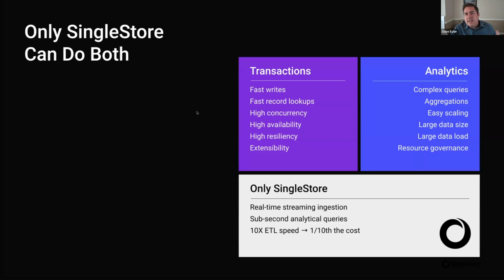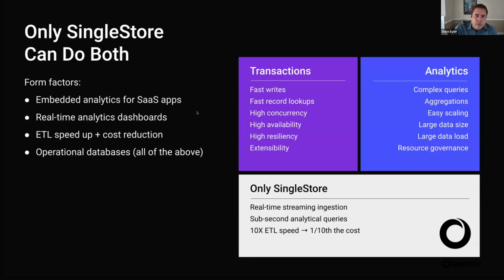Right? So what does this end up looking like in our customer system? Well, there's a few different form factors we get deployed in. One of them is you've got some SaaS apps. I need the transactions. I've got some analytics in them. Boom, we've got you covered. We've got analytics inside of your SaaS apps and data-intensive applications.